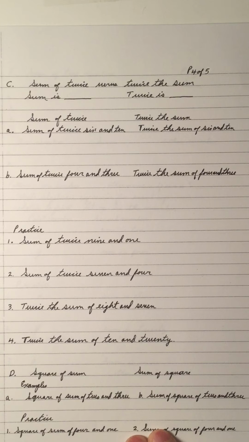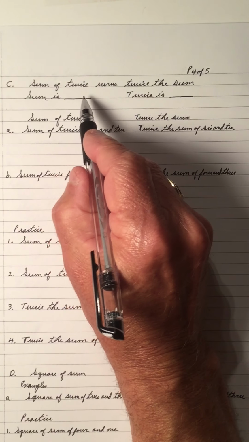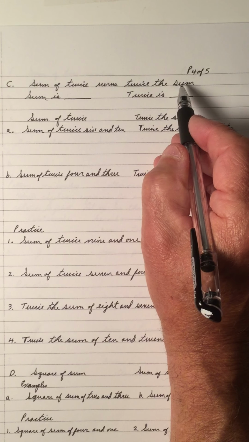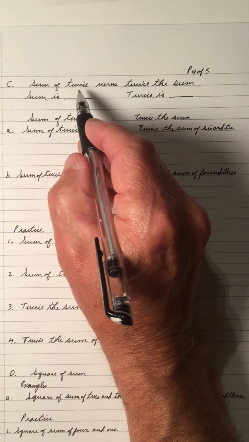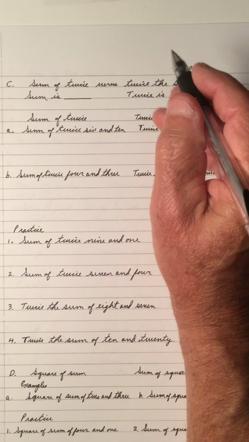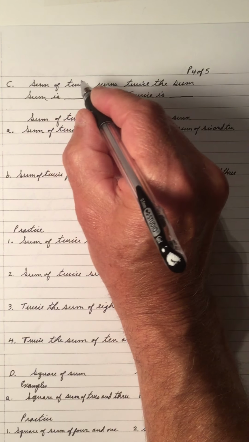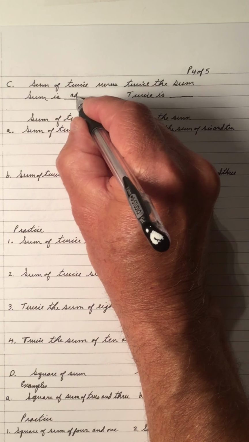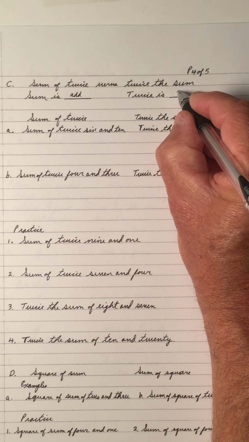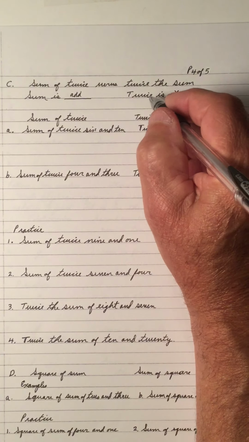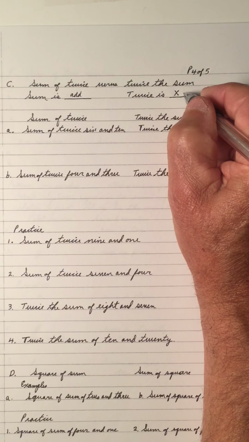Another confusing one is C, the sum of twice or twice the sum. Students get this confused. The sum is adding. Twice is a multiply. So just keep that in mind: sum is you add, twice you multiply by 2.